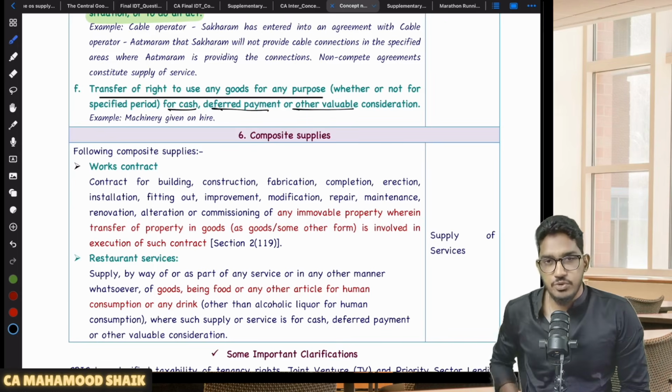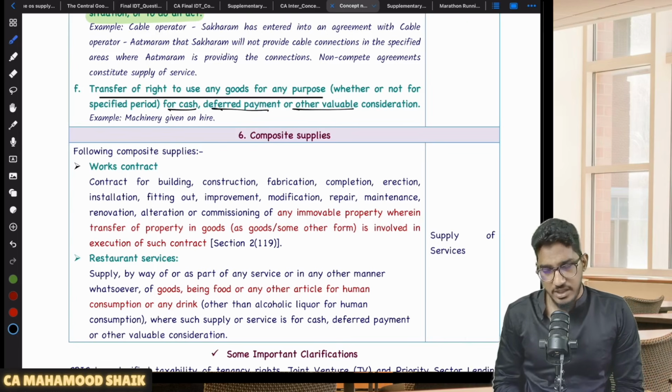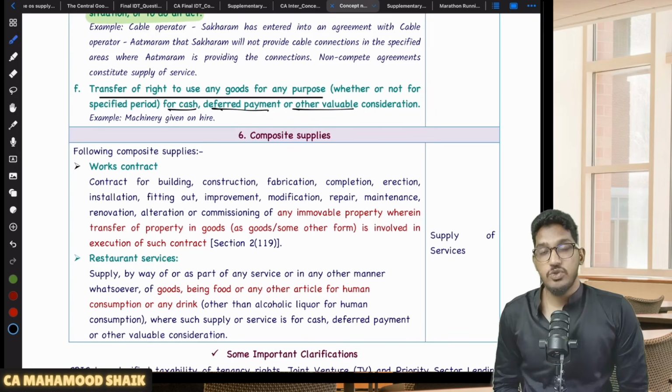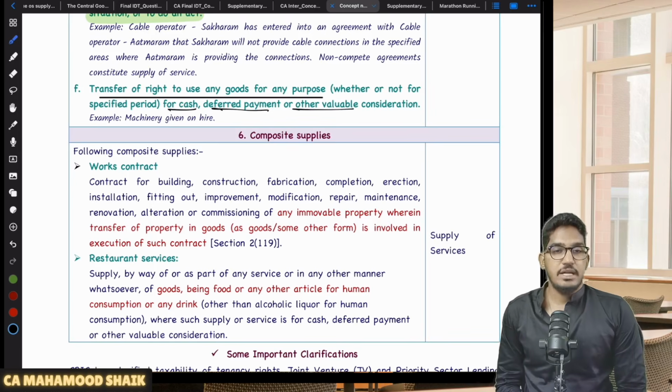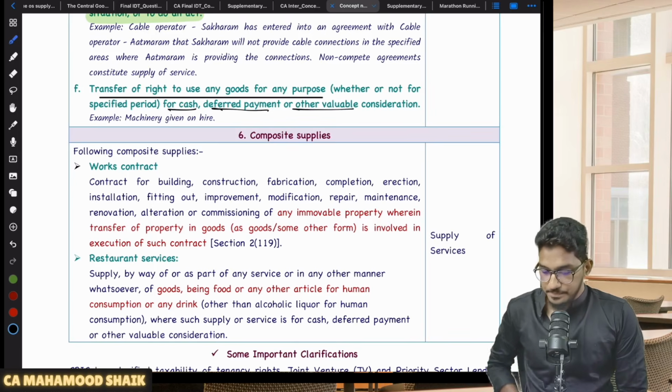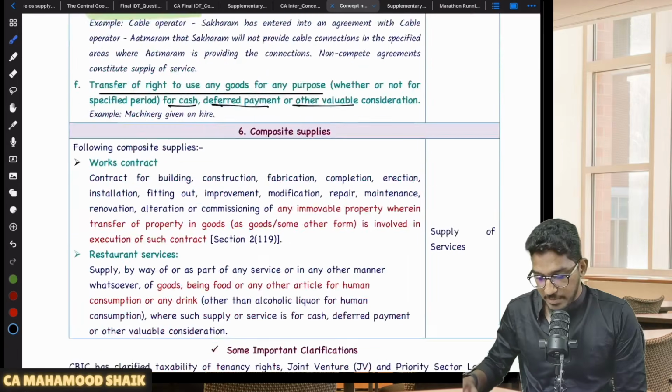If you are transferring the right to use any goods, let us say, for example, I have plant and machinery. That plant and machinery I'm giving on rent to another person for use. So that will be considered as supply of services. Understood? So this is what regarding para number 5.